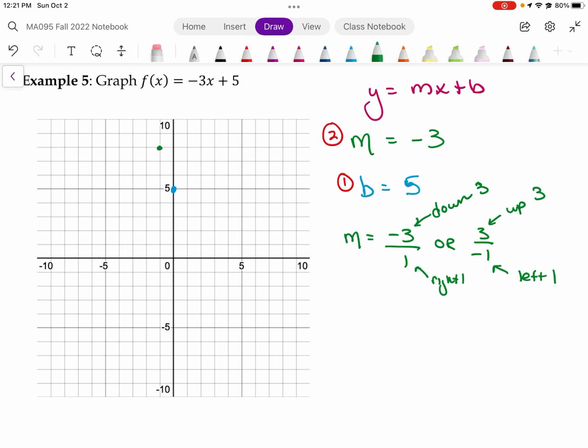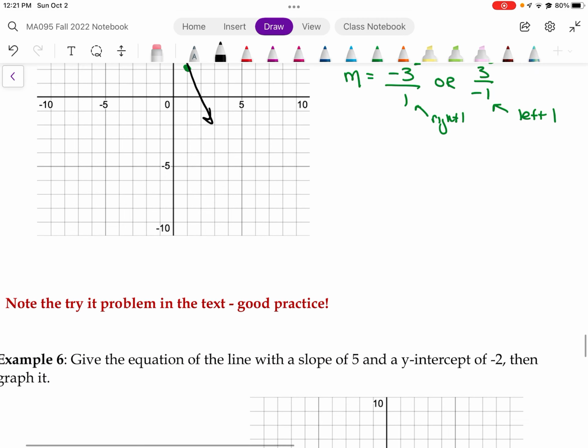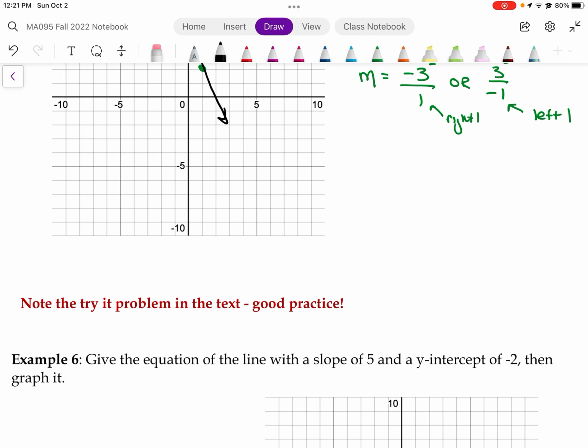All right, the next one we're going to go down 3. I'm going to try this one and then over 1. So I counted down 3 and over 1, and I am left with this line that looks about like that, sort of. Imagine it goes through the points. All right, so now there's a problem in the text in the middle of this second section of the module.